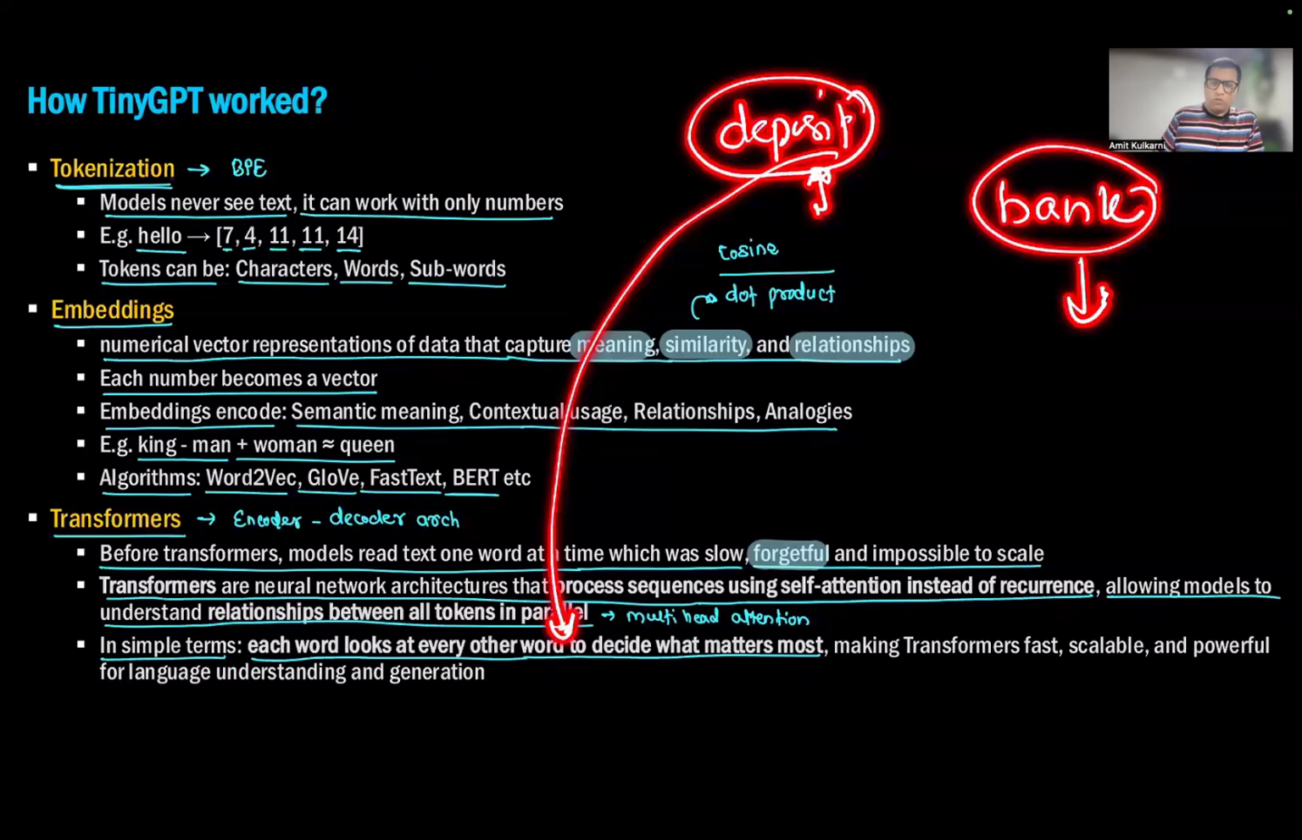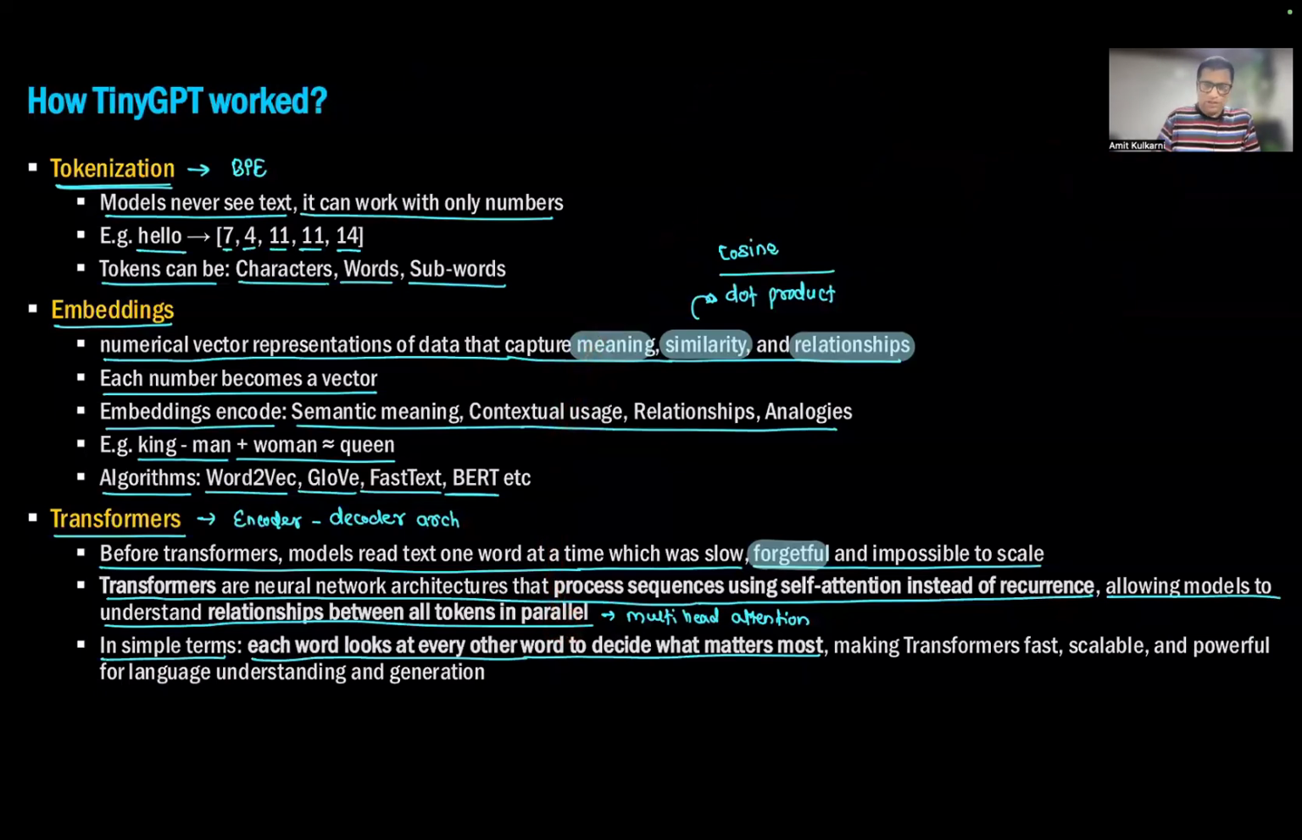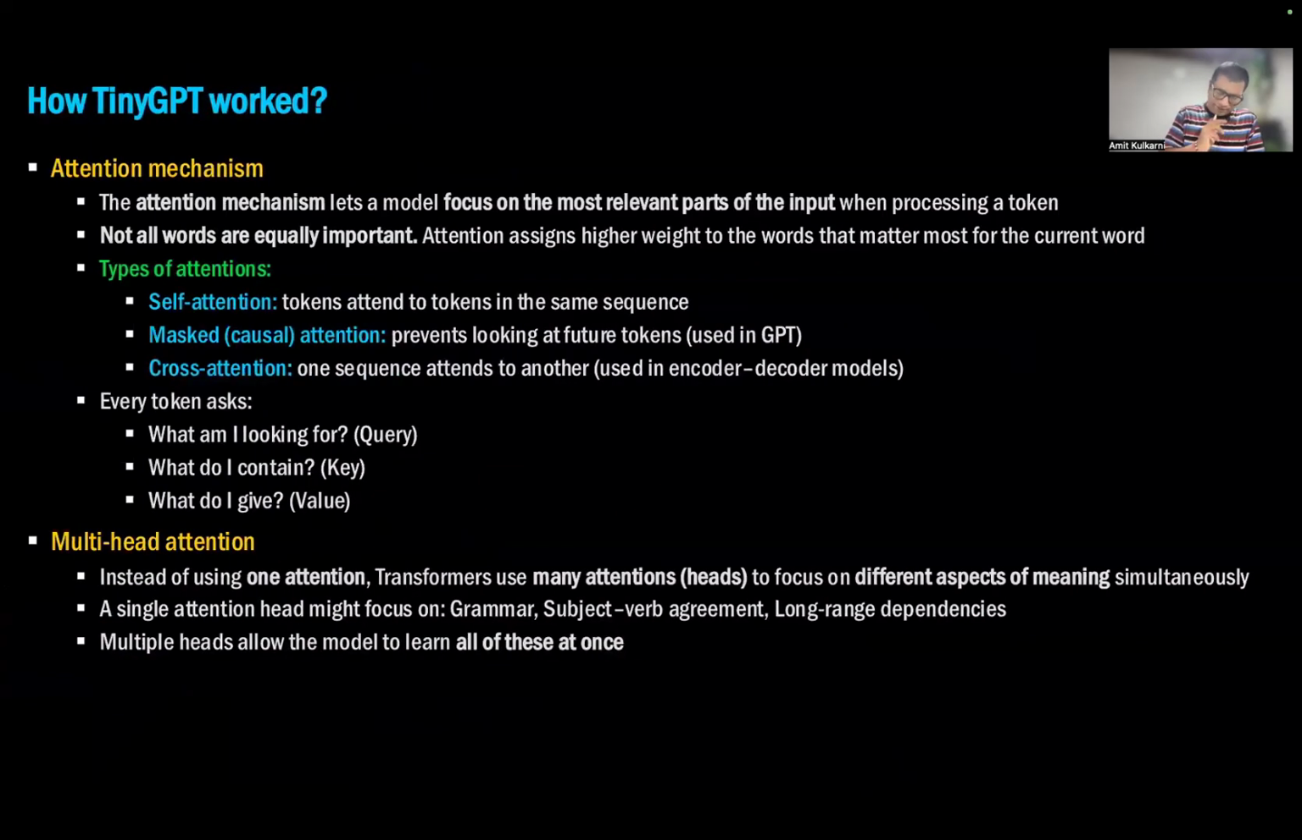Which word or words do I need to pay attention to? This is found by using the attention model. This is what we are saying: which word matters a lot. So we will need to find it out, making transformers very fast, scalable, and powerful for language understanding and generation. And that's the reason why most of the LLMs today are using transformers behind the scenes.